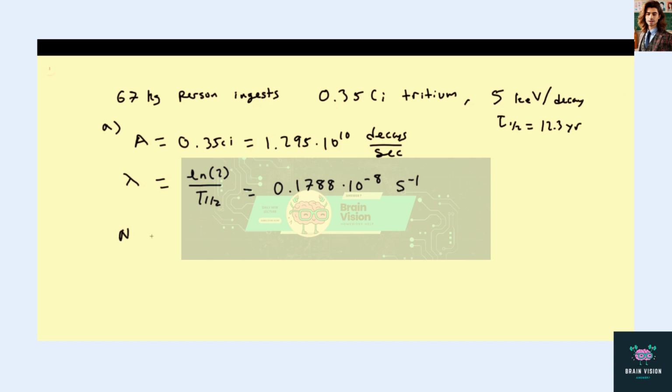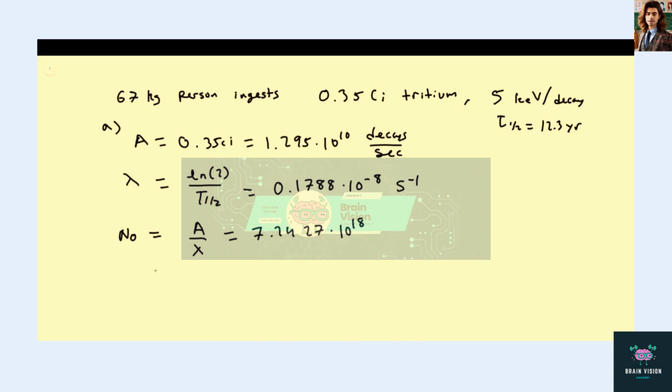The total number of tritium atoms that we start with is given by A, the activity, over lambda, the decay constant, and this works out to be 7.2427 times 10 to the 18. So this is the number of tritium atoms that we have.